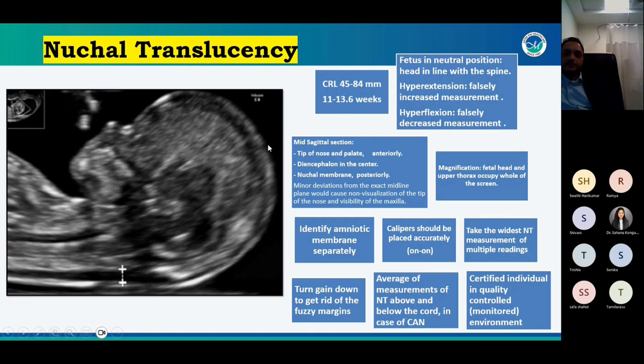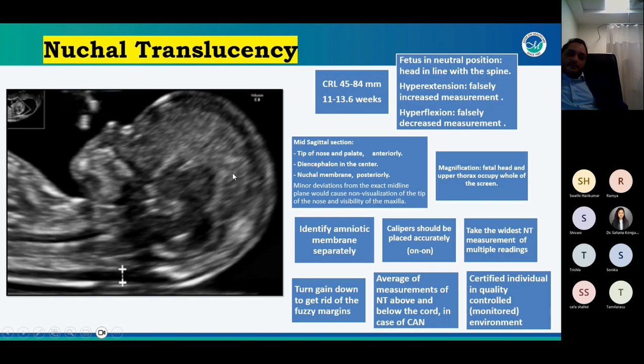So what are the things we should keep in mind while measuring nuchal translucency? The first thing, the crown rump length of the baby should be 45 to 84 millimeters, which corresponds to the gestational age of 11 to 13 weeks 6 days. The next thing is the fetus should be in neutral position, that is the head of the baby should be in line with the spine of the baby. If the head is hyperextended, then the nuchal translucency will be falsely increased, and if the head is hyperflexed, then the nuchal translucency will be falsely reduced.